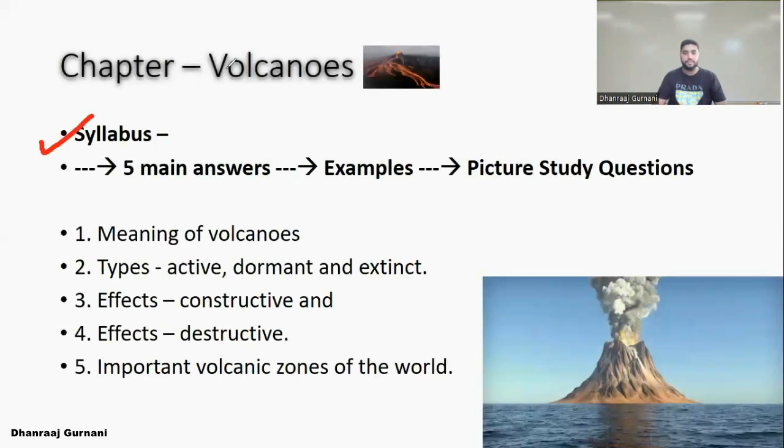What is your syllabus? The syllabus has five main answers under the volcano chapter, meaning three types of volcanoes: active, dormant, and extinct. Effects of volcanoes which are constructive, positive, and the destructive effects of volcanoes which are negative, and the important volcanic zones where the volcanoes are found across the world.